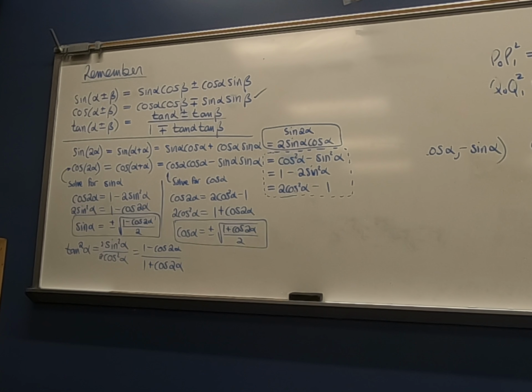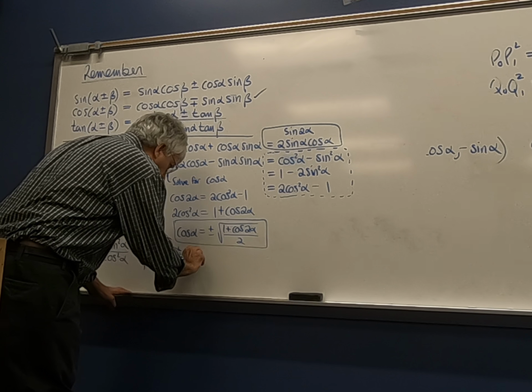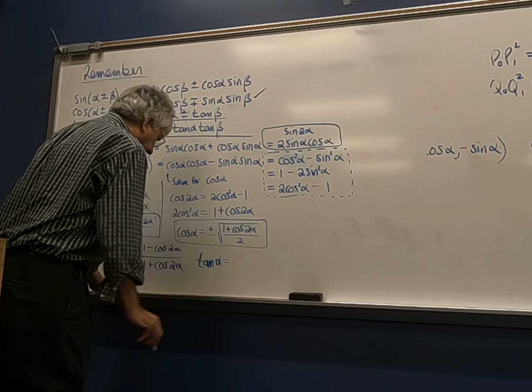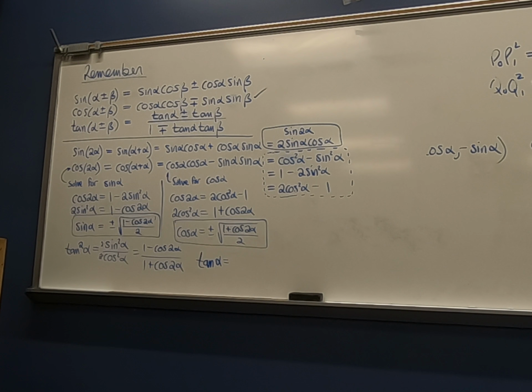So if I know cosine 2 alpha and want to compute tan alpha, I can use this formula, which I guess we would say tan alpha is then the square root of that. And I guess it could be positive or negative. Do we need the plus or minus here?